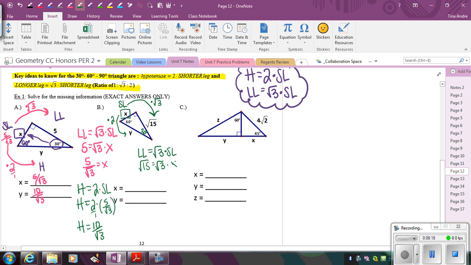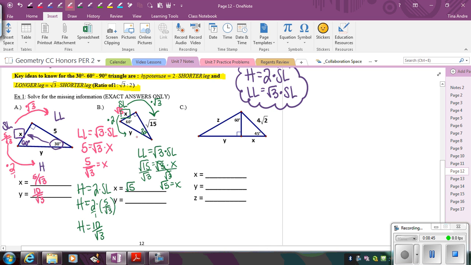Radical 3 times x. So divide. When I divide here, I'm going to write this one out. When you divide, this is the same thing as saying the square root of 15 divided by 3, which ends up being square root of 5. So that will just be square root of 5, because remember when it's radicals, you're allowed to just divide the numbers underneath.